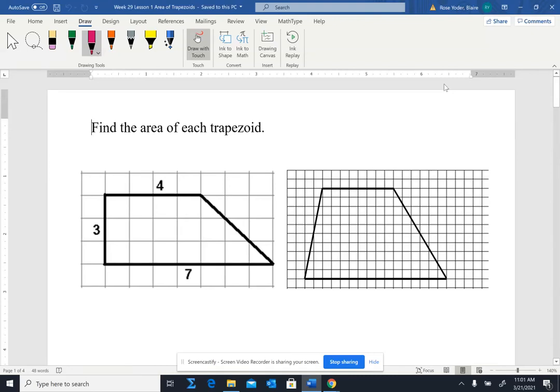It is week 29, the week before Thanksgiving. So let's try our hardest to stay motivated for a few more days and we'll be rewarded with a nice break. So this week's theme is going to be finding the areas of trapezoids and regular hexagons.